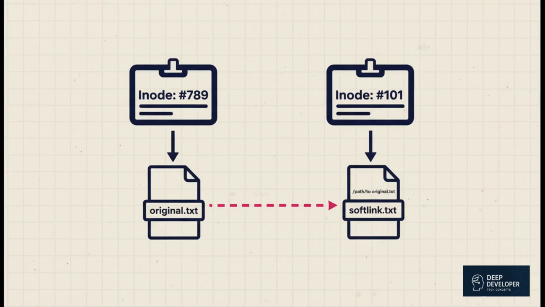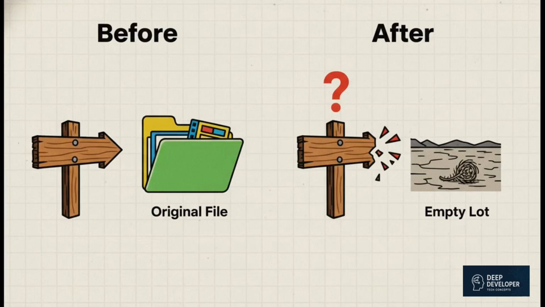And this is the absolute key difference. If you were to run that ls -li command again, you'd see that a soft link has its own totally different inode number. It's not another name for the same thing. It is a completely separate file whose only job is to hold the name of another file. And because it's a separate file, this leads to the biggest difference in behavior. What happens if you delete the original file? Well, your signpost is still there, but now it's pointing to an empty field where a house used to be. The link becomes a broken link. It's still there, but it's pointing to absolutely nothing.